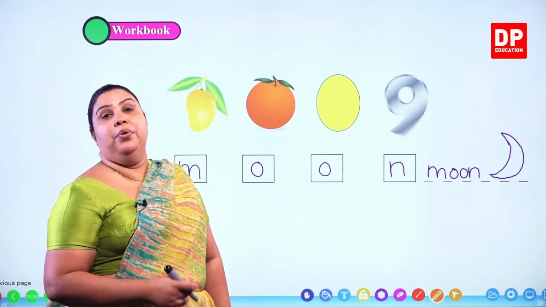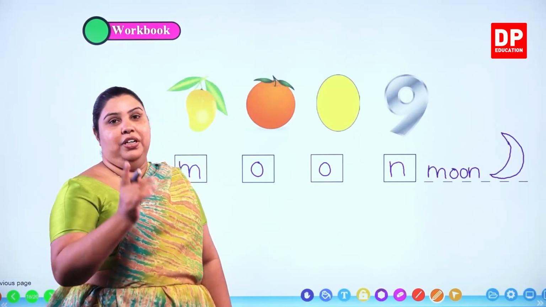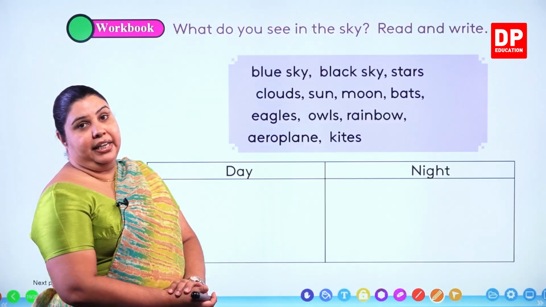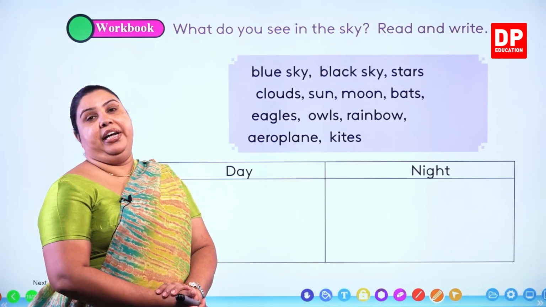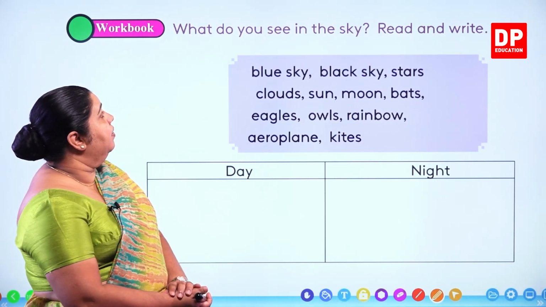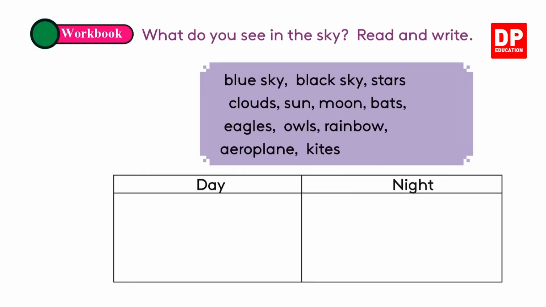Right. Now we are going to move on to another different activity in your workbook. Come, let's move on to our next slide. All right. Okay. What do you see in the sky? Read and write. Now this is one of your workbook activities. What do you see in the sky? මොනවද අපි අහසේ දකින්නේ? Read and write.